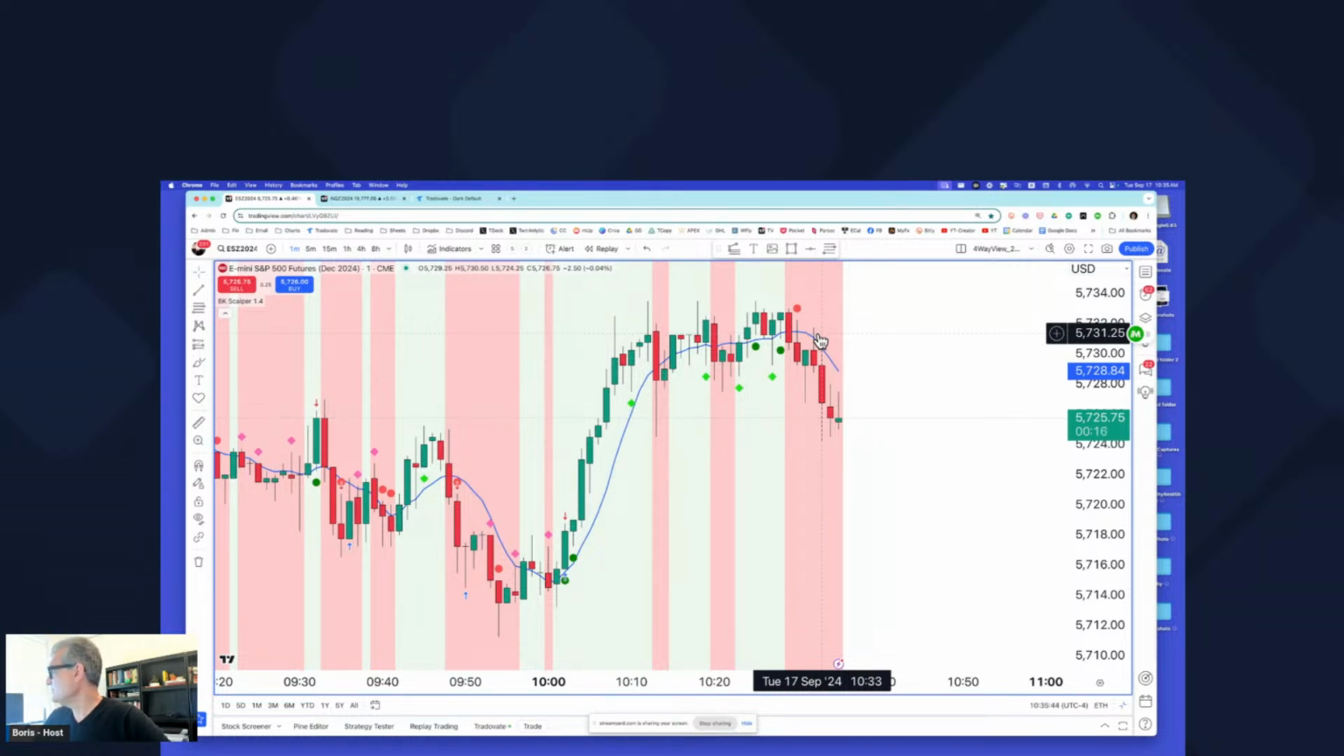So now we kind of slowed down a little bit of a sell-off. Market really not doing much. Everybody twiddling their thumbs. No signals on either side.